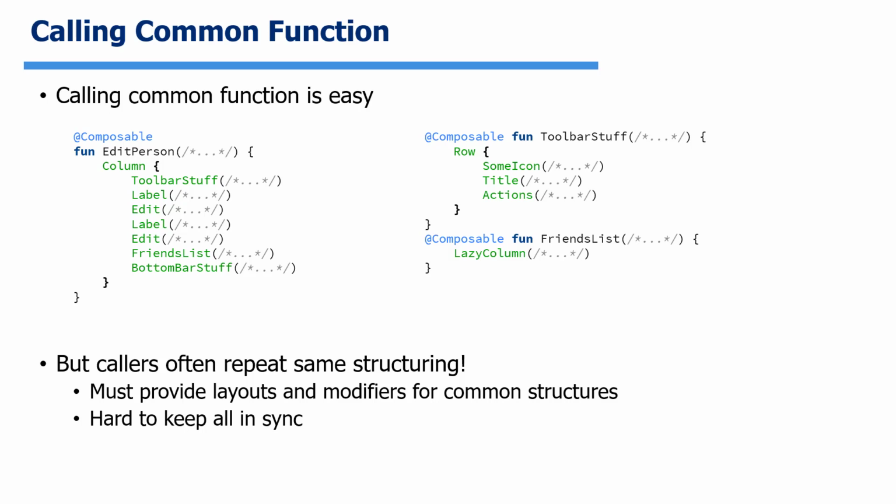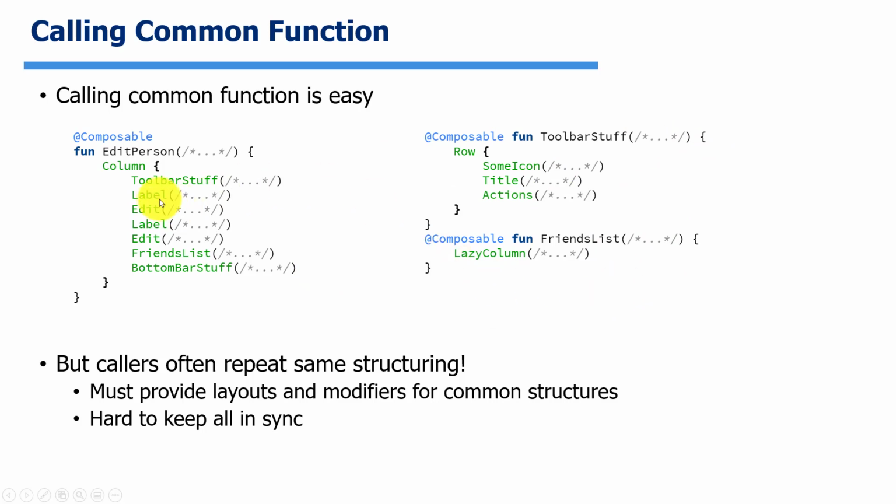In our composables that we wrote for the screens, we might have some common functionality like a toolbar at the top and a bottom bar at the bottom, and then some specific functionality in the middle for the screen that you're on there. And we can manage that in each one of those screens by setting up a layout, calling toolbar stuff, calling bottom bar stuff, and that's fantastic because then we get the functionality pulled out for the common toolbar stuff, the common friends list, things like that.